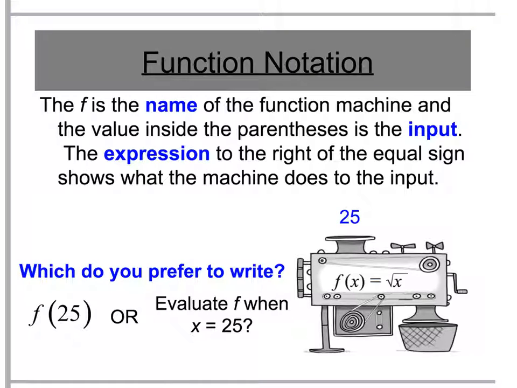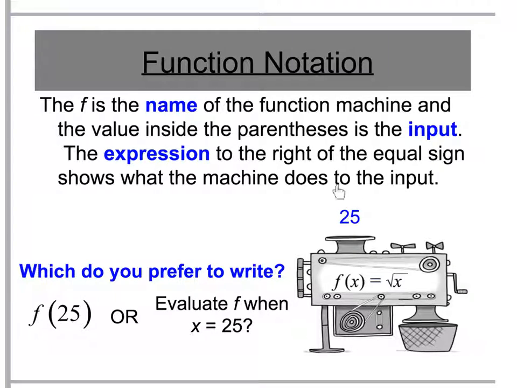So when we talk about evaluating functions, we need to know about function notation. The f is the name of the function, like the function machine, and the value inside the parentheses is going to be the input. The expression to the right of the equal sign shows what the machine does to the input.